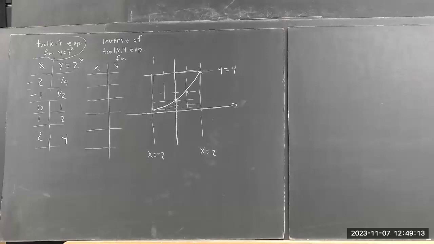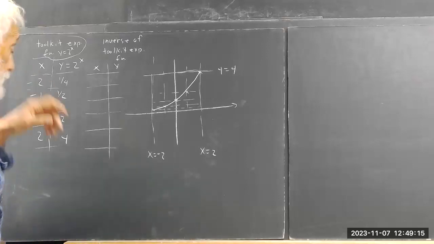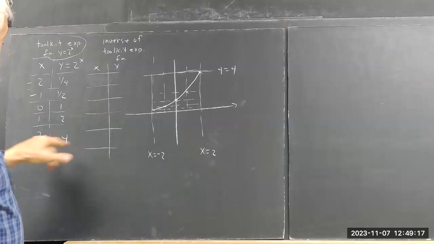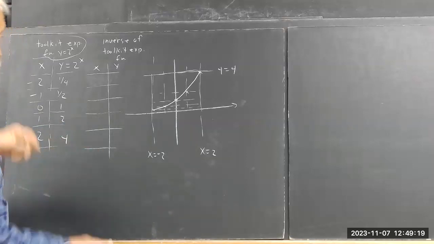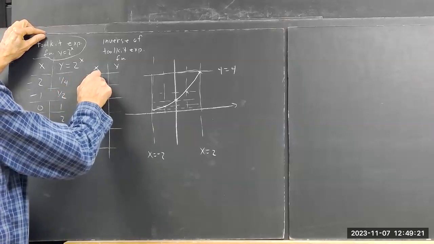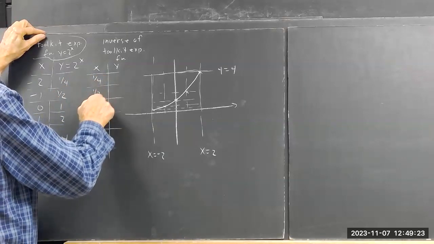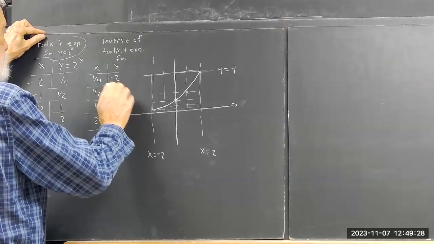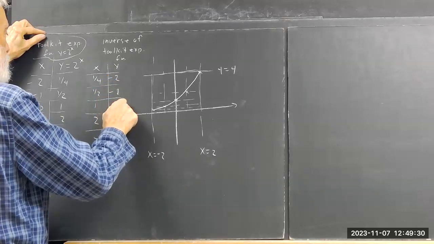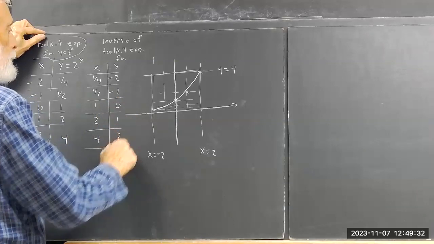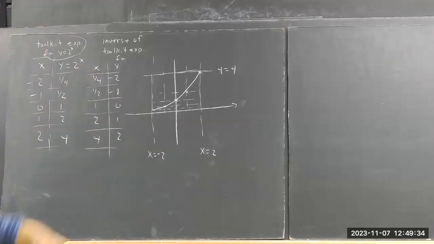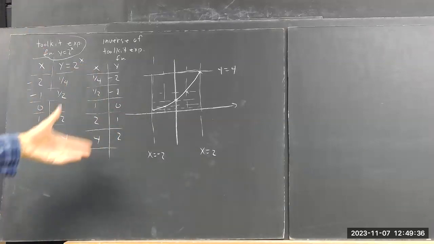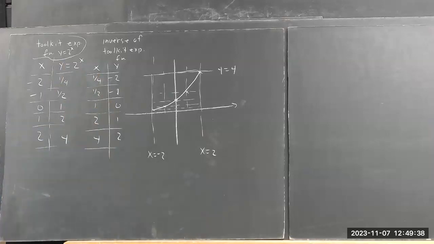Now, very early in the semester, we created graphs of inverse functions. We just switched the columns, so that our 1/4, 1/2, 1, 2, 4 go here, -2, -1, 0, 1, 2 go here, and we graph these points. We did this with the squared function, William.